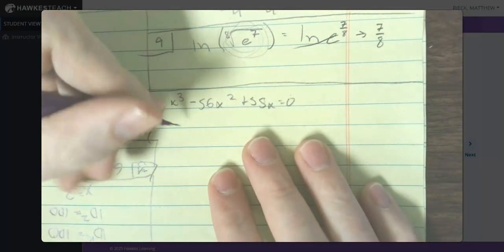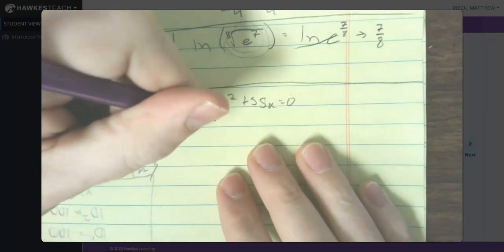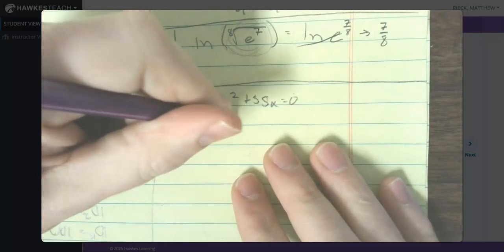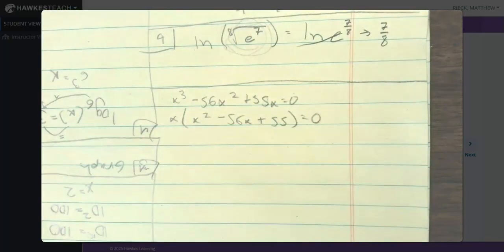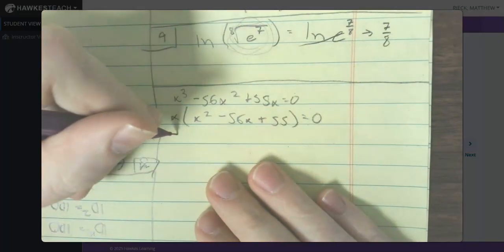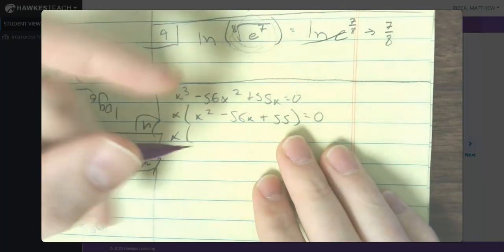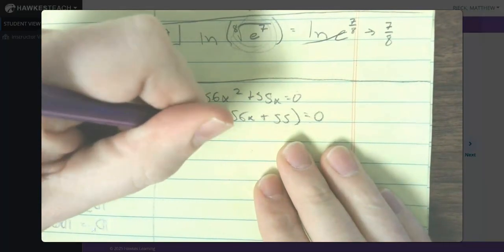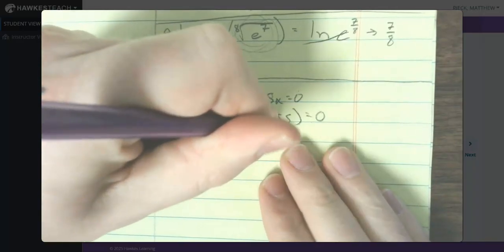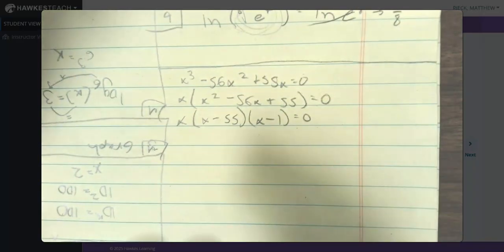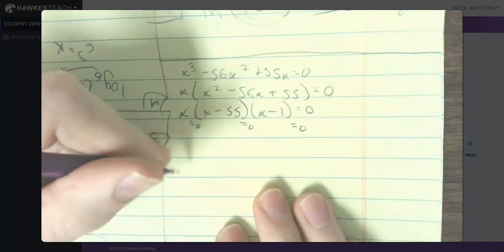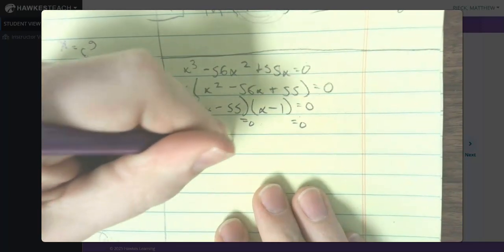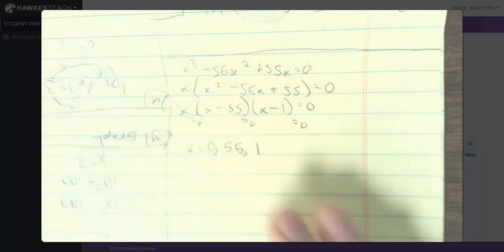Here we can start out by factoring out an x. So we have x times x squared minus 56x plus 55 equals 0. Now we can factor this. I think we'll end up with x minus 55 and x minus 1. When you have a product equaling 0, you can set each of your factors equal to 0. So you end up with x equals 0, 55, or 1.